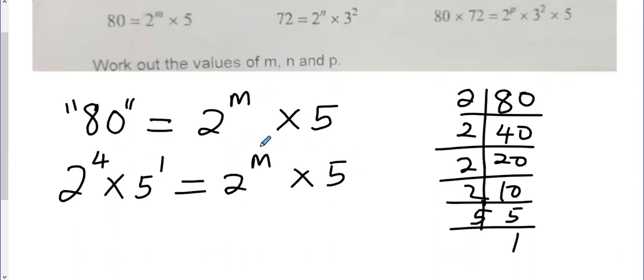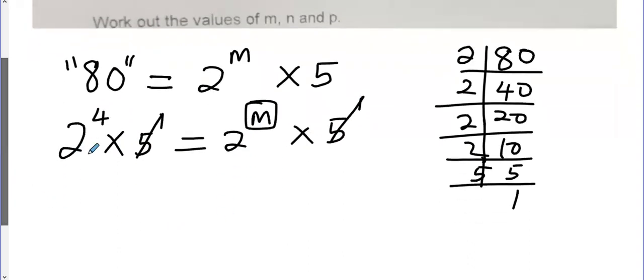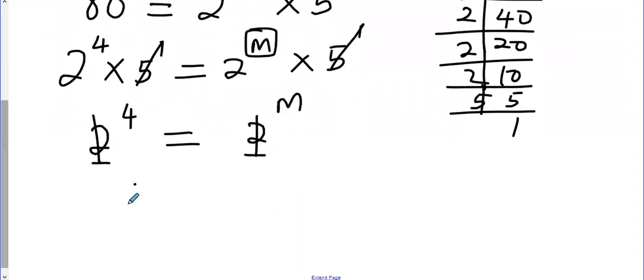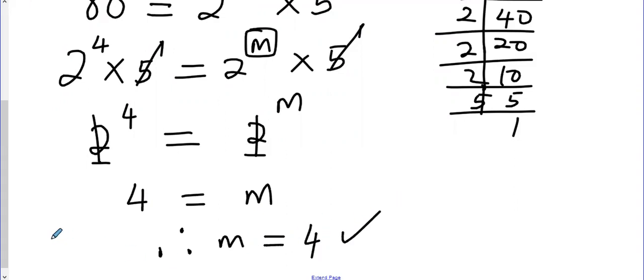Now we are supposed to find the value of m here. So we do comparison: 2 to the power of 4 times 5 to the power of 1 equals 2 to the power of m times 5 to the power of 1. These are like terms, so we can cross them out. Then you remain with 2 to the power of 4 equals 2 to the power of m. The bases are the same, so you can cross them out, and you end up getting 4 equals m. Therefore, m equals 4.